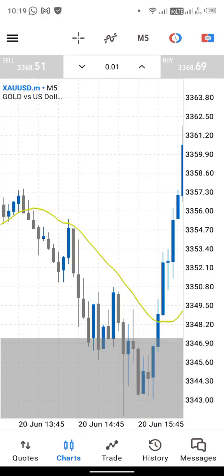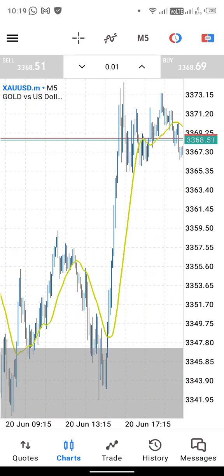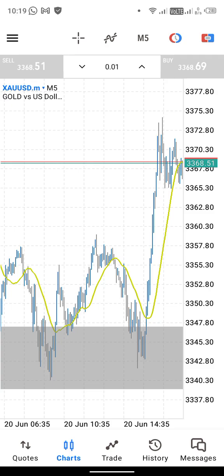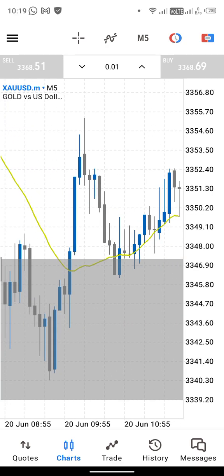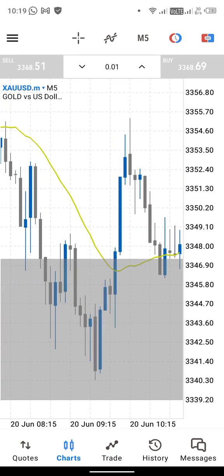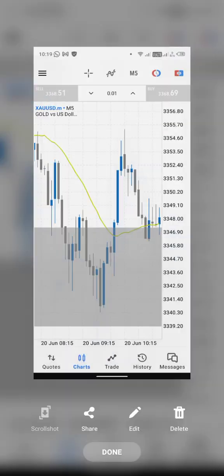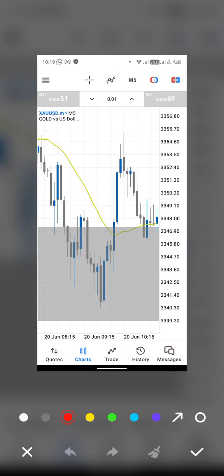So at this point you just be selling, trying to attack these extreme levels, because you can see we had a nice sweep and a change of character. Okay, we had a nice sweep here and then a change of character to the upside.